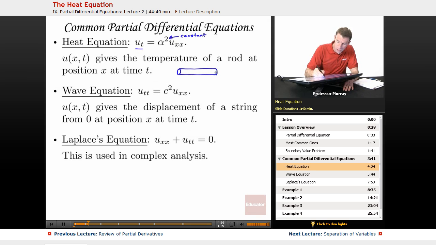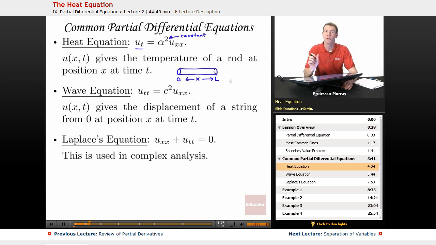The rod could be of different materials. It could be a metal rod. It could be a wooden rod. We often think of it as being a metal rod. And u tells you the temperature of the rod at position x at time t. Here x is the position along the rod, and we usually think of the left end of the rod as being x equals 0, and the right end of the rod as x equals L.